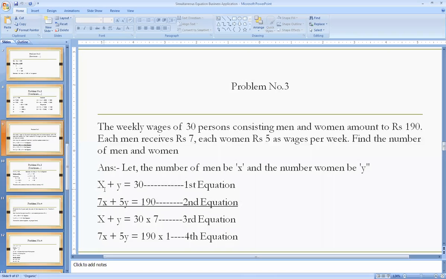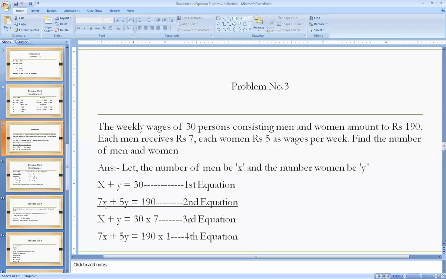One equation for the number, another equation for the values they have given per day. So x plus y, if we assume men as x and women as y, then x plus y becomes 30. The total number is 30. We don't know how many men and women there are.